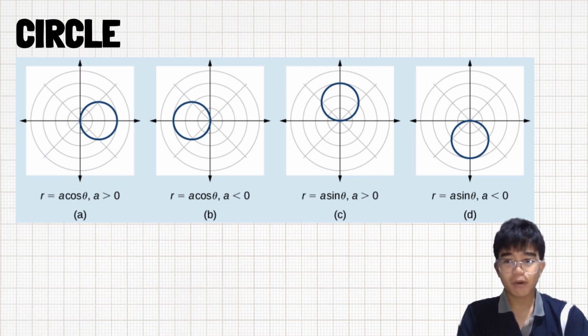The orientation of a polar circle depends on the trigonometric function and the sign of the constant a. Equations using r is equal to a cosine theta align the circle horizontally, extending to the right if a is greater than 0 and to the left if a is less than 0. Conversely, r is equal to a sine theta aligns the circle vertically, extending upward if a is greater than 0 and downward if a is less than 0. In all cases, the absolute value of a represents the circle's diameter and the graph remains tangent to the origin.